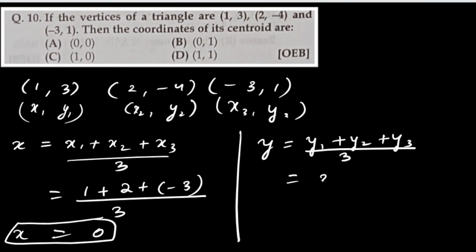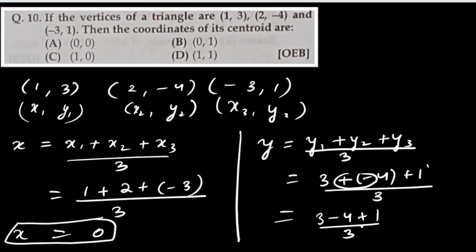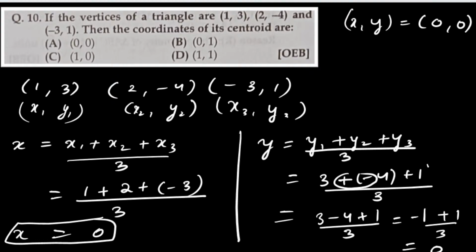Y is equals to 3 plus minus 4 plus 1. So plus minus is minus. So 3 minus 4 plus 1 by 3. 3 minus 4 is minus 1, plus 1 by 3. So this is also equals to 0. So we found the coordinates of x, y equals to 0 comma 0.